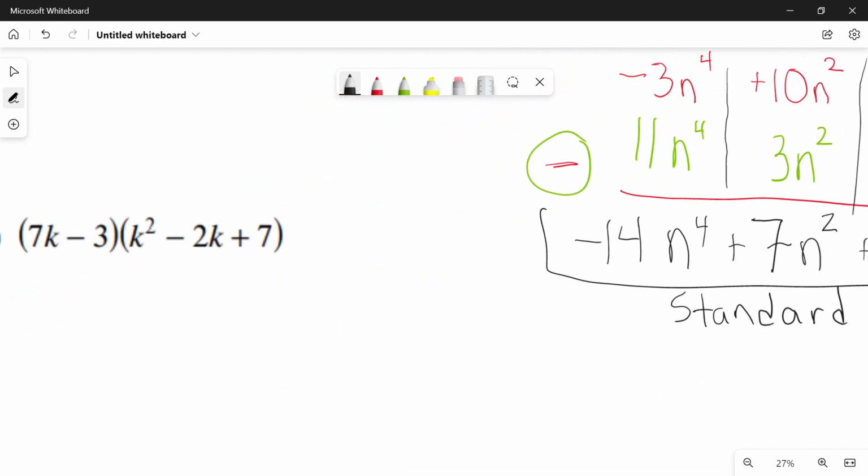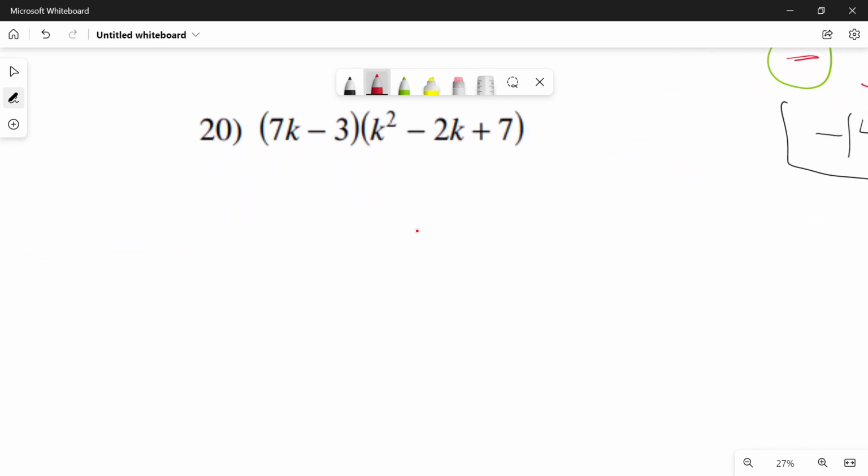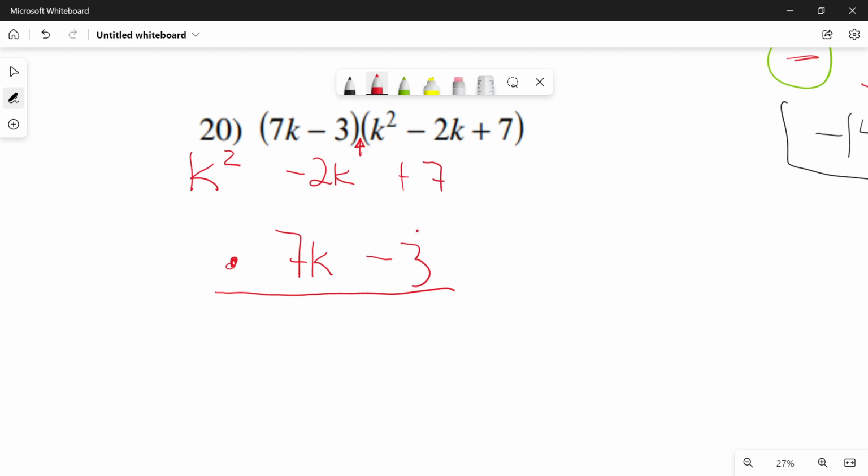Okay, let's look. We got a couple more little problems here to do. This one doesn't say what it is, but I know that this implies multiplication. And so I would just think if this was 73 and this was 127, I would line them up to multiply. So that's what I'm going to do. I'm going to just say 7k minus 3, and I'm going to multiply them times k squared minus 2k plus 7.